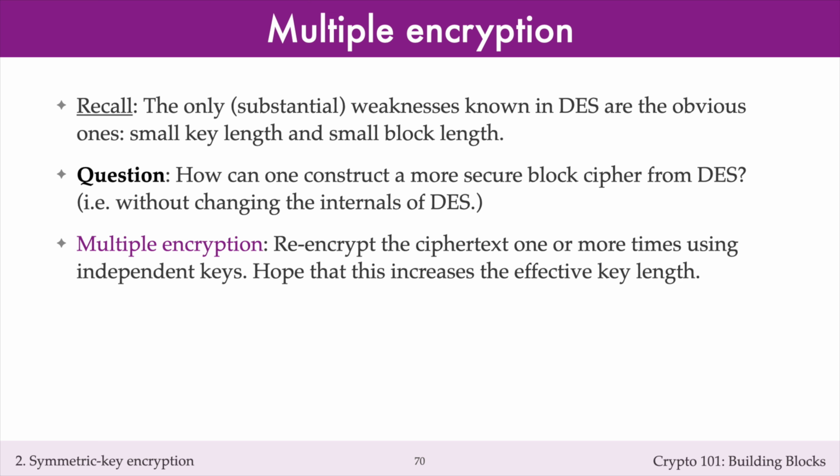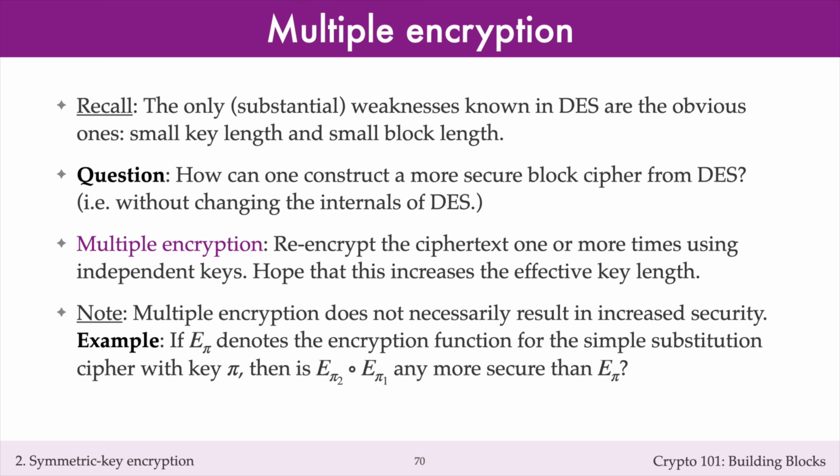cipher. One approach is to use multiple encryption, wherein one would re-encrypt the ciphertext one or more times using independent secret keys. The hope is that this increases the effective key length of the underlying block cipher. I should note that multiple encryption does not necessarily result in increased security. Take, for example, the case of the simple substitution cipher.